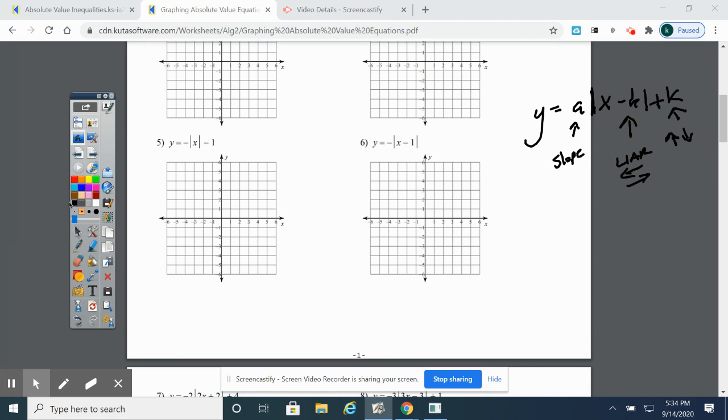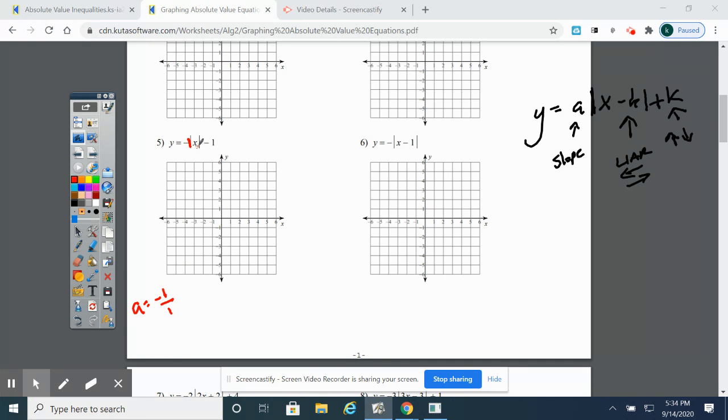So when I'm looking at this problem, number 5, I see the A value says negative. If there's no number there, I get to put a 1 in there. So this is actually negative 1. And you can turn that into a fraction just by putting it over 1. You can do that with any number. And so our rise is negative 1, which means down 1, and our run is positive 1.